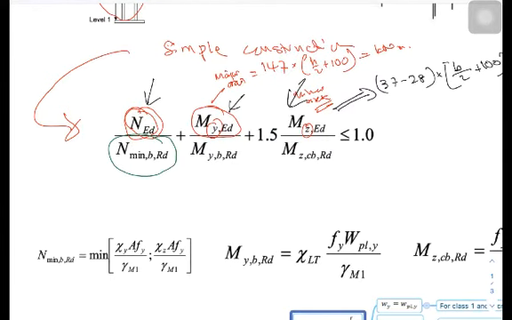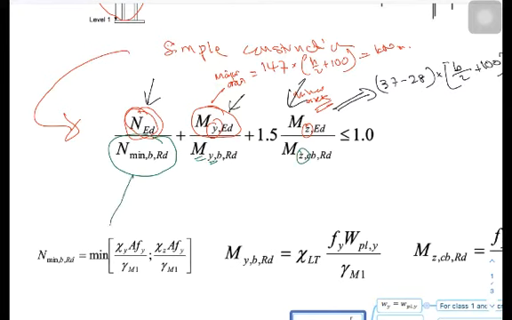And BRD is the resistance of bending. This one is the resistance of buckling due to compression, whereas this one is the resistance of buckling due to moment at the y-axis, and this one is the resistance of buckling at the z-axis. Let me go through one by one here.